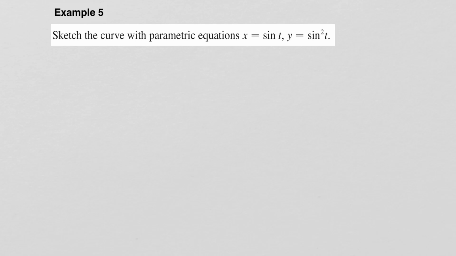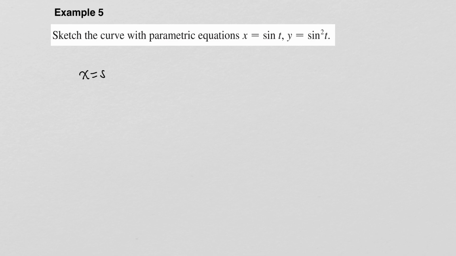In the next example, we want to sketch the curve with parametric equations x equals sine of t and y equals sine squared of t. And the whole reason for doing this example is that you get a very unique tracing pattern when you trace this curve. So let's first talk about what the curve would look like.